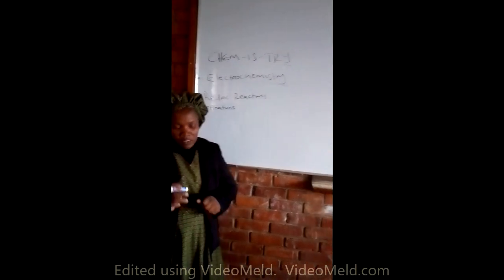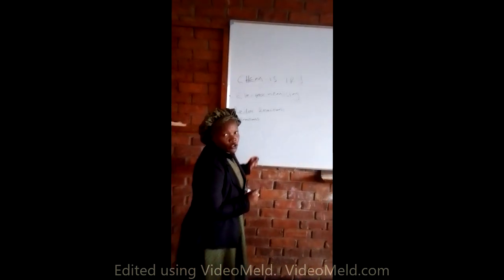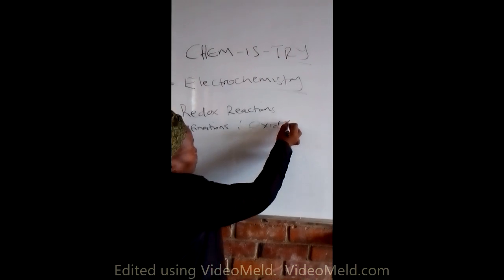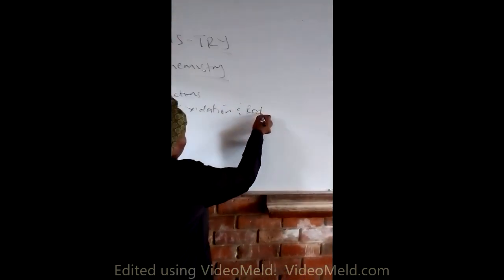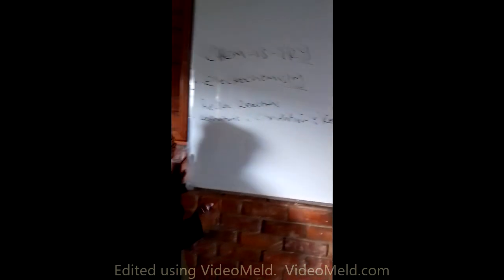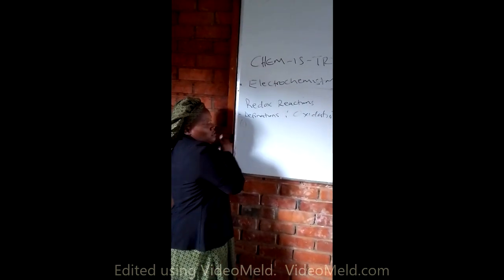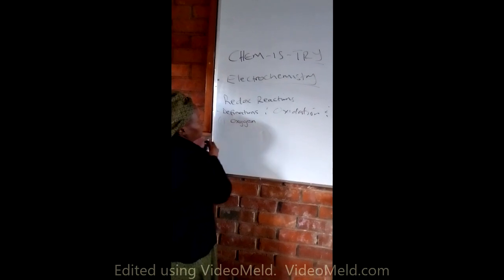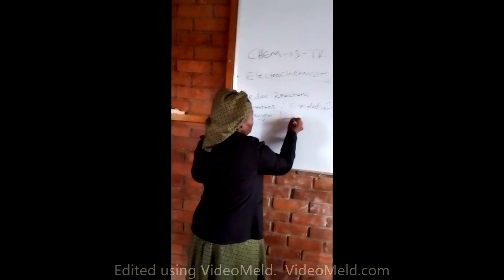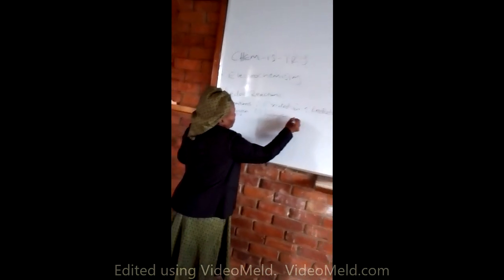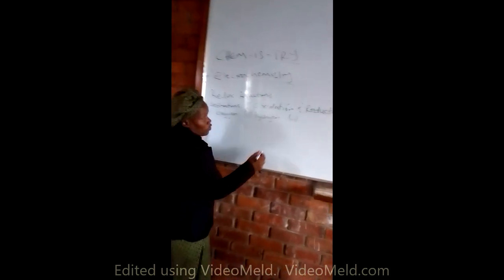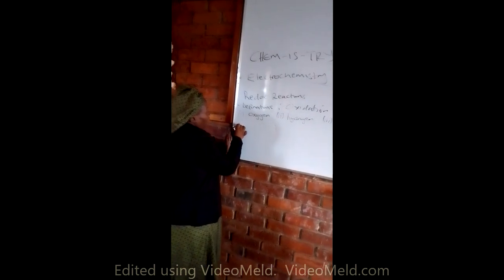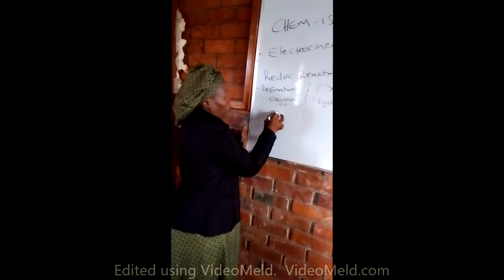By the end of this lecture, we should be able to define oxidation and reduction, and we should be able to define these terms: one, in terms of oxygen; two, hydrogen; three, in terms of electrons; as well as four, in terms of oxidation number.